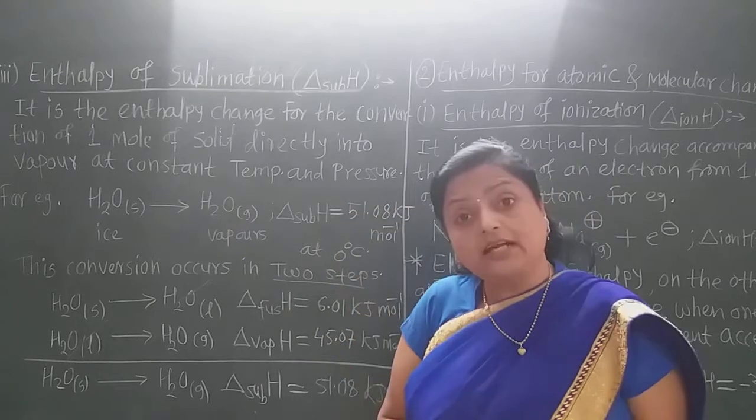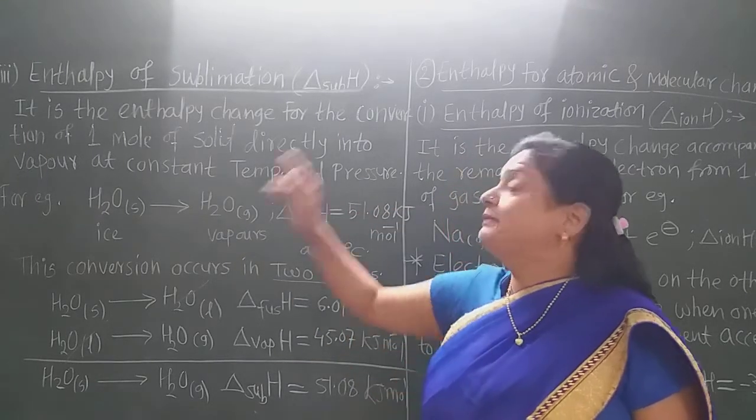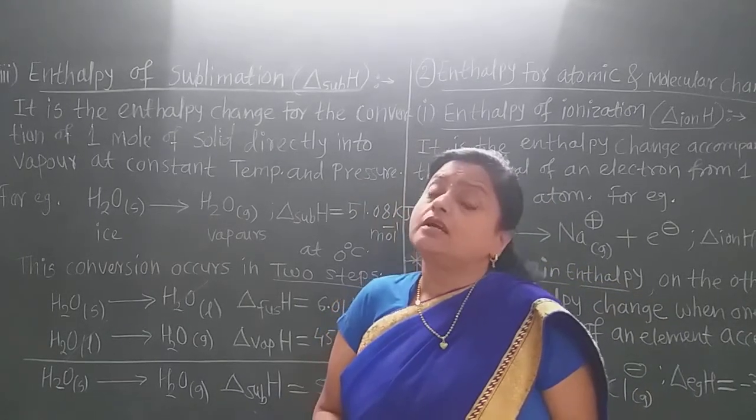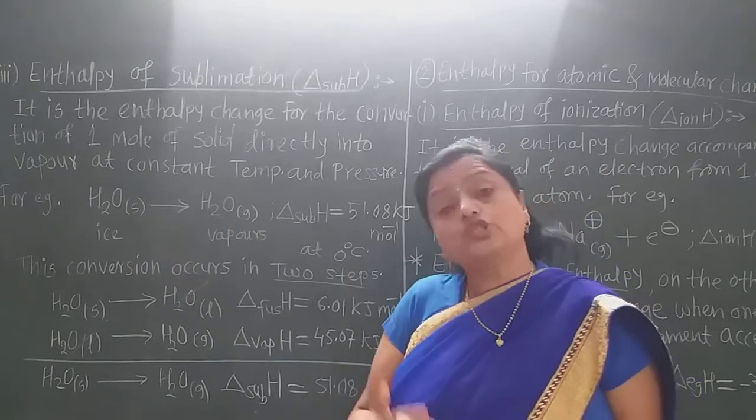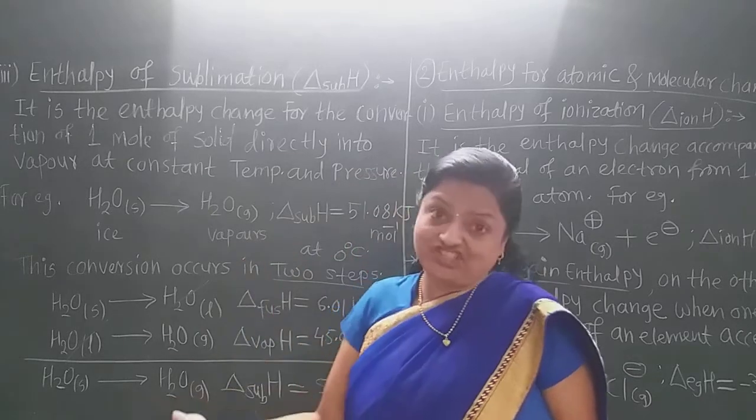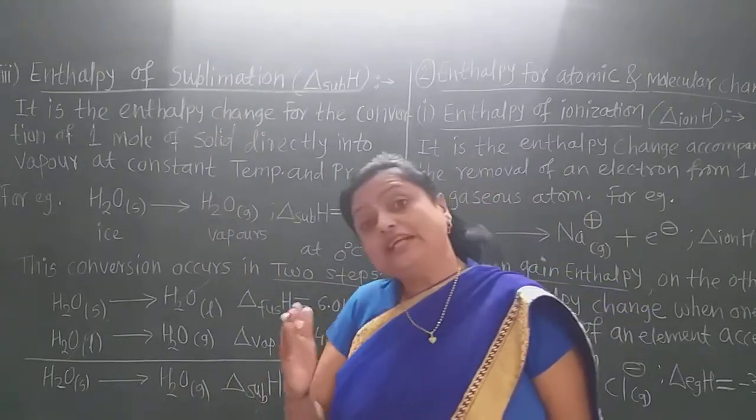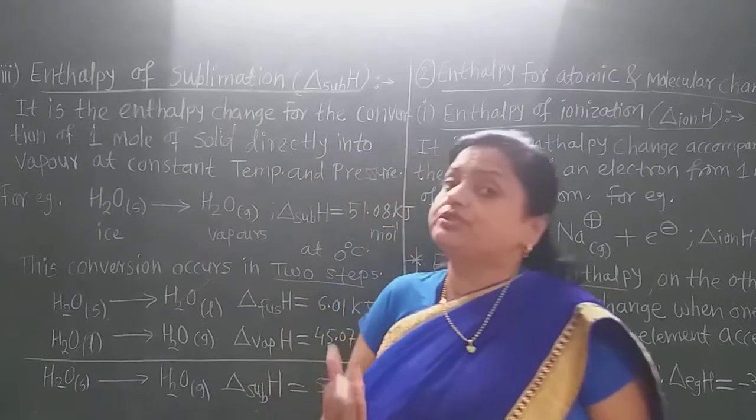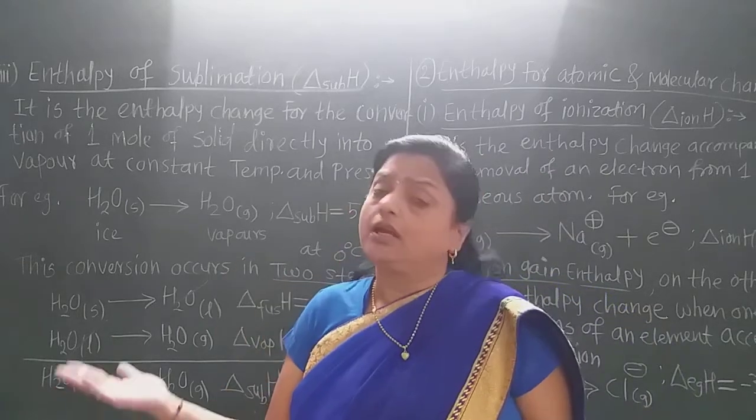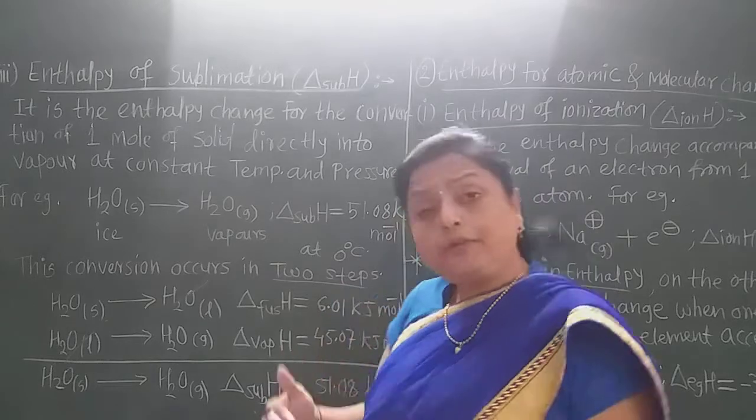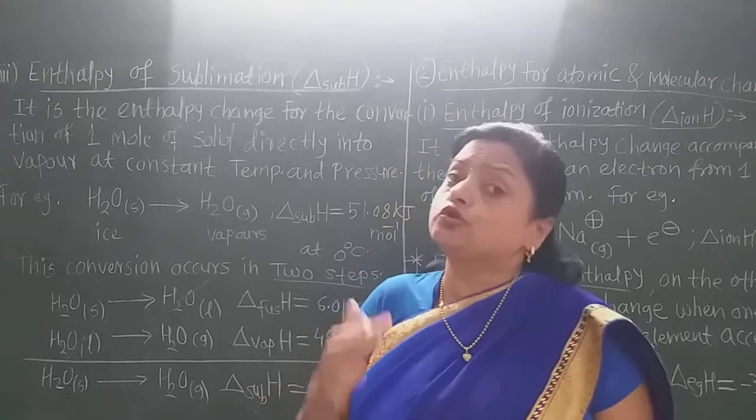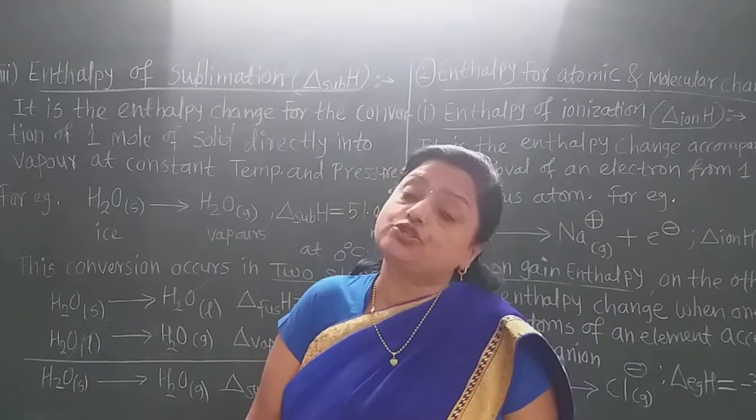Now this is the third enthalpy change, the enthalpy of sublimation. Now you know the sublimation process. In the sublimation process, the substance which is in the solid state, on heating directly converts into the gas state and does not go into the liquid state, because generally solid substances on heating first transfer into the liquid state and then into the gaseous state. But we have to calculate here the enthalpy of sublimation. Sublimation means when the substance directly converts from solid into gas phase, that process is called sublimation.